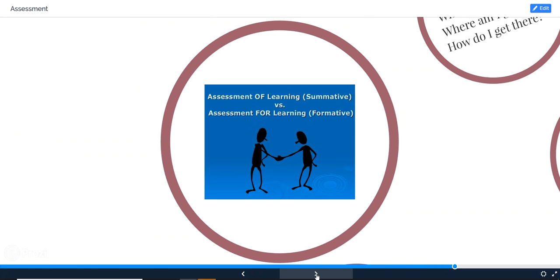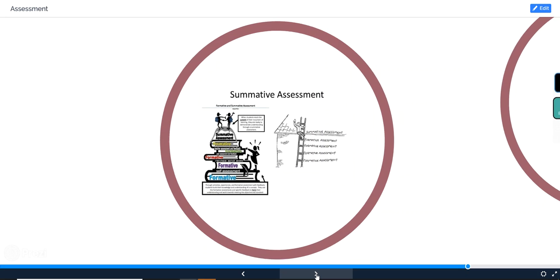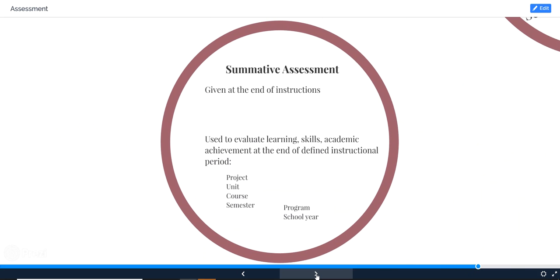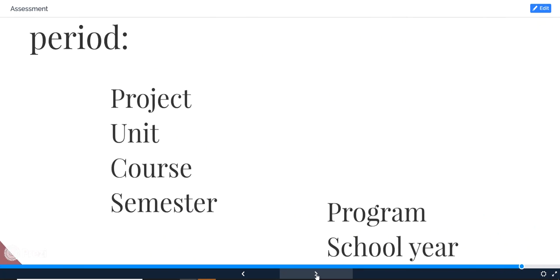So assessment of learning, that's the summative, which is end of the unit, end of the chapter, end of class. Assessment for learning is the formative assessment. Summative assessment is at the end of something. So the summative assessment is given at the end of instruction. It's used to evaluate learning skills, academic. Examples: project, unit, at the end of unit, course, semester, program, or even school year.